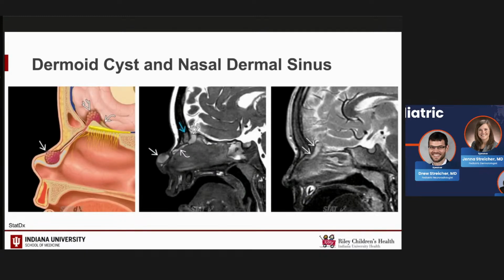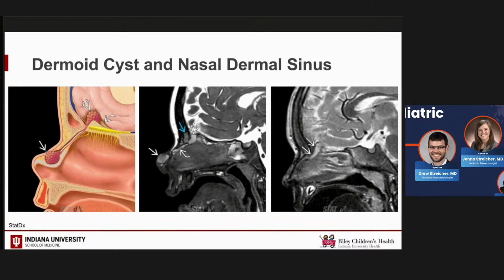So here's some graphics from StatDx, borrowing just because I feel like they show these findings so nicely. So on the left image is our nice illustration showing that rounded dermoid cyst along the nasal dorsum, and then shows that associated dermal sinus tract that goes up through the nasal cavity, and the potential for these to go intracranially. So they go up through the anterior skull base through foramen cecum, and then you can have varying components of intracranial dermoid involvement as well.